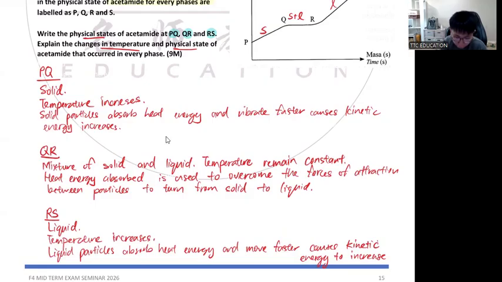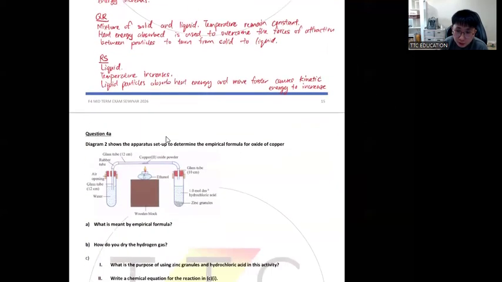Okay, so guys, after we finish chapter 2, we're done with the chapter 2 questions already. Now we move on to chapter 3 questions. So chapter 3, as we say, has empirical formula, moles calculation, stoichiometry, and chemical formulas and those things. Okay, so move on to the next page.